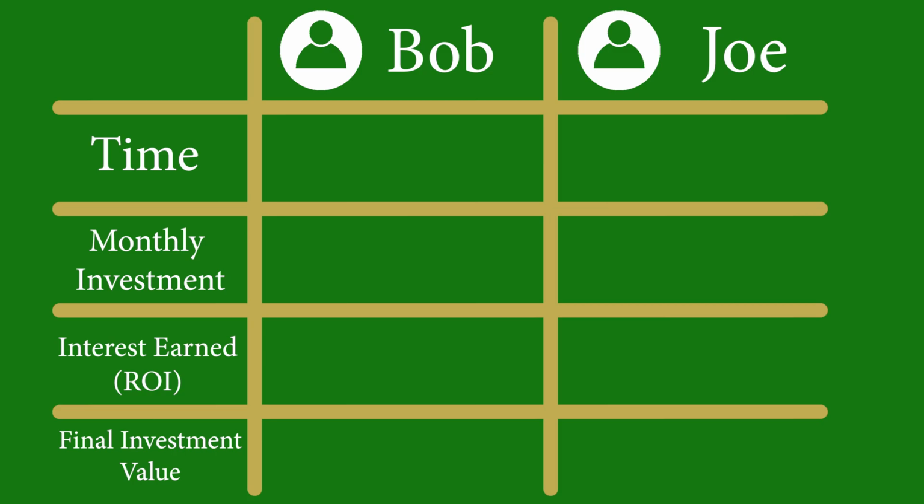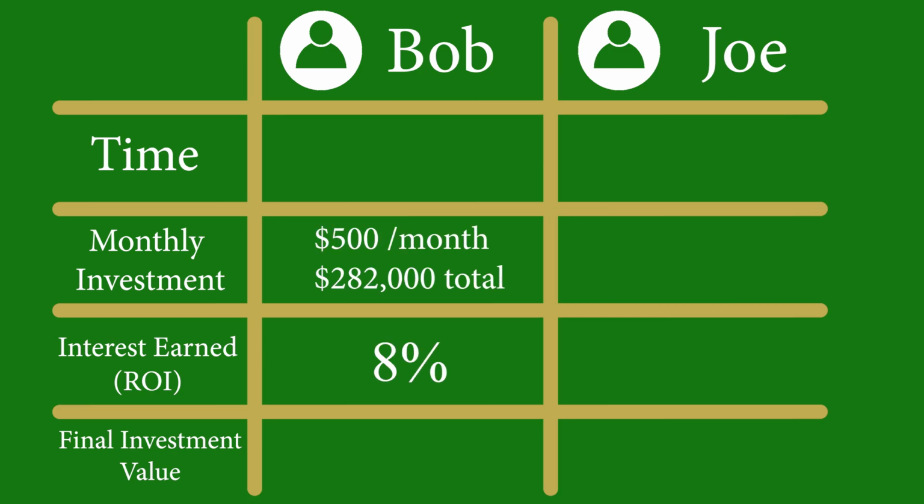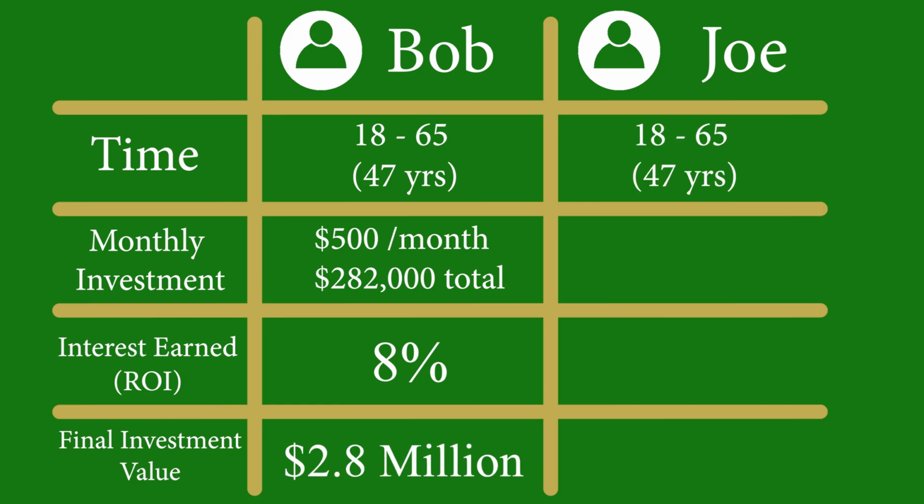Let's say that Bob invests $500 a month, earning 8% between the ages of 18 and 65. At the end of it, he would have invested $282,000 of his own money, and again, it would have grown to over $2.8 million. For the same time period, Joe invests $1,000 a month, which is double what Bob invests, but instead he only earns 4%.